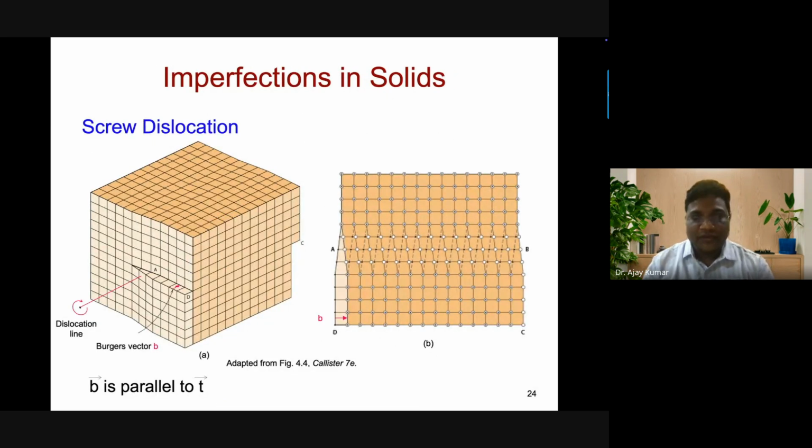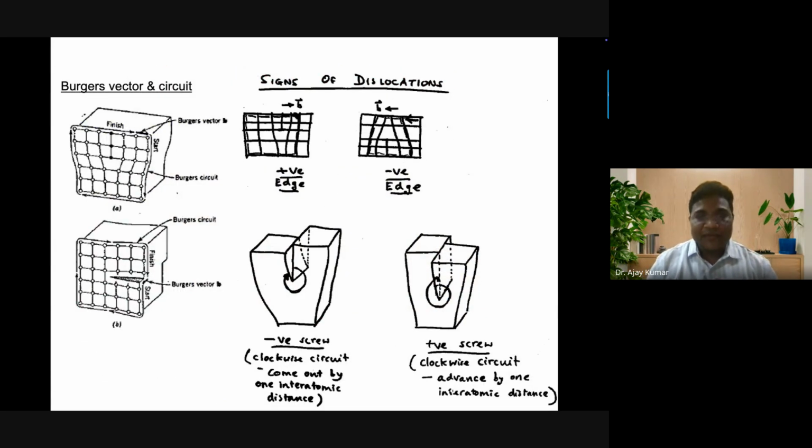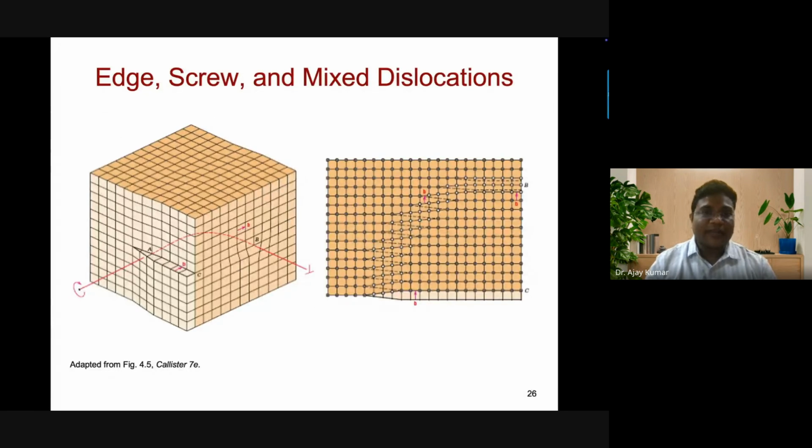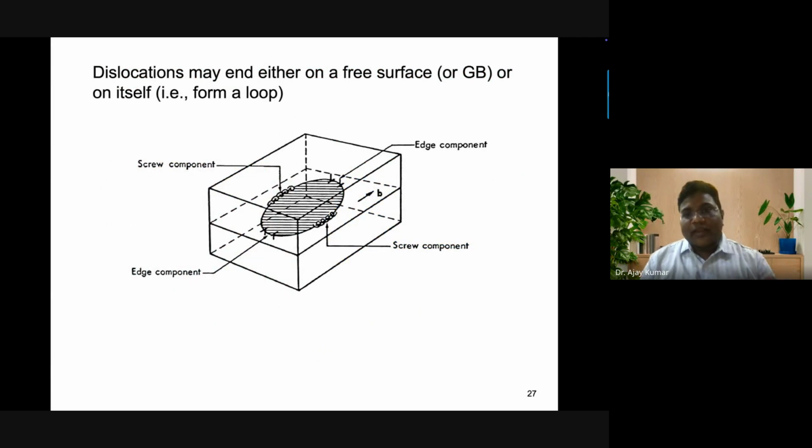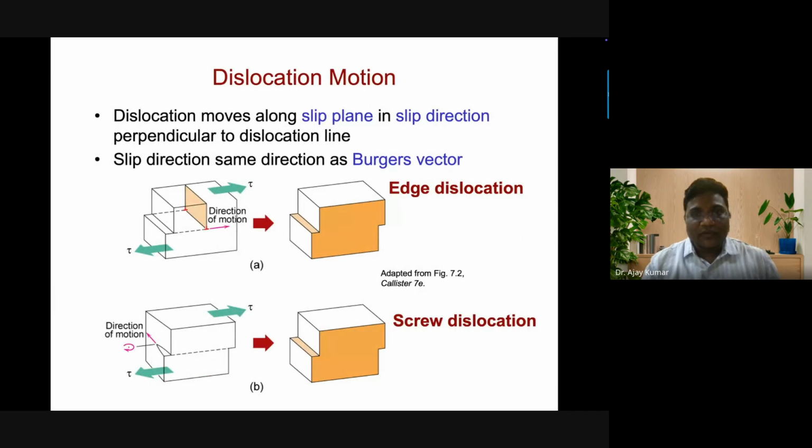I'm not going through it in detail, just to save time I'm giving you the overview, so that you will be able to relate what is happening. So this is the mixed type of dislocation where you have the edge and screw dislocations together. Then you have the dislocation loop as well. So dislocation motion has to happen. Dislocation moves along the slip plane and in the slip direction, perpendicular to the dislocation line, and this is how you differentiate between the edge and screw.